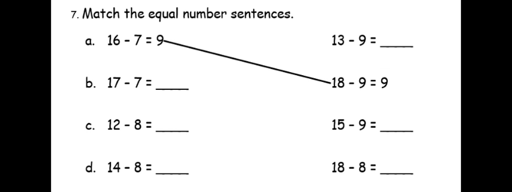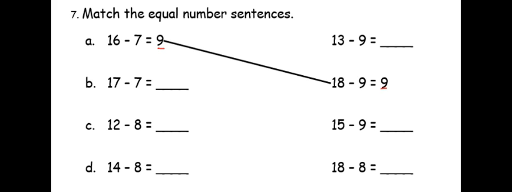In the next section, we're going to look at number patterns to match the equal number sentences. The first one has been done for us. 16 minus 7 equals 9, and that gives us the same answer as 18 minus 9 equals 9. So if they have the same answer or the same difference, we'll go ahead and match them.